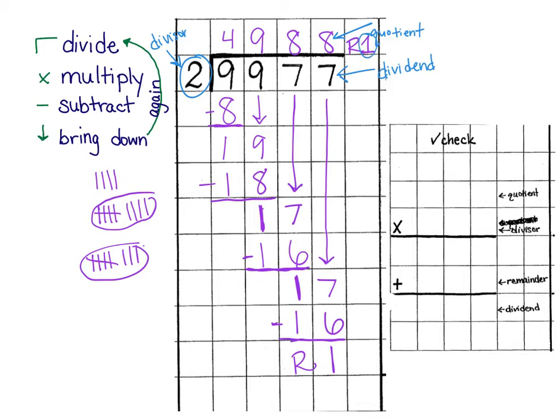So, take your quotient. Quotient goes here. So our quotient was 4,988. And we're going to multiply it times our divisor. Here's our divisor, times 2. All right, pause this video. Multiply this equation for me.